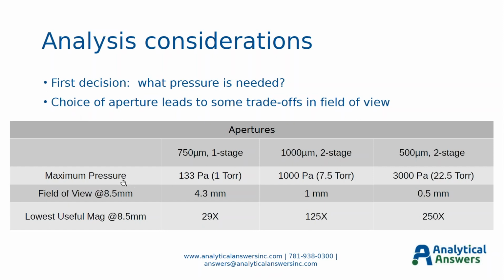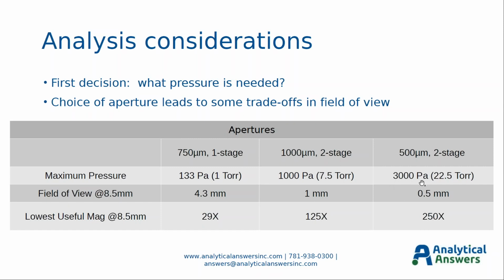So for instance, if you need to go to a maximum pressure of 1,000 pascals or 7.5 torr, then you would have a 1 millimeter field of view for unobstructed field of view. If you go to a lower mag, you get kind of a looking through a porthole look.